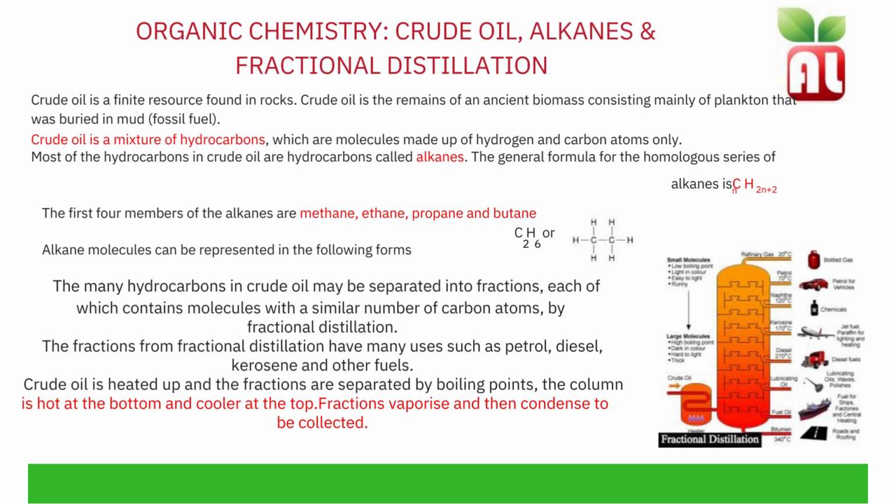The first four members of the alkanes are methane, ethane, propane and butane. The number of carbon atoms in your homologous series will determine the start of the name of your molecule. 1 carbon, the start of the name will be meth. 2 carbons, eth. 3 carbons, prop. And 4 carbons, but. The ending of the name of your molecule will come from the homologous series your molecule belongs to. All alkanes end in ane, A-N-E.